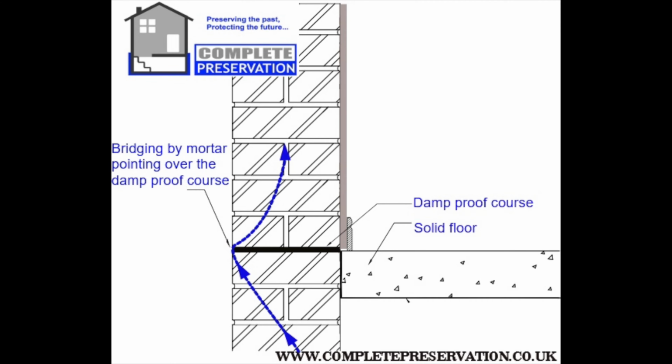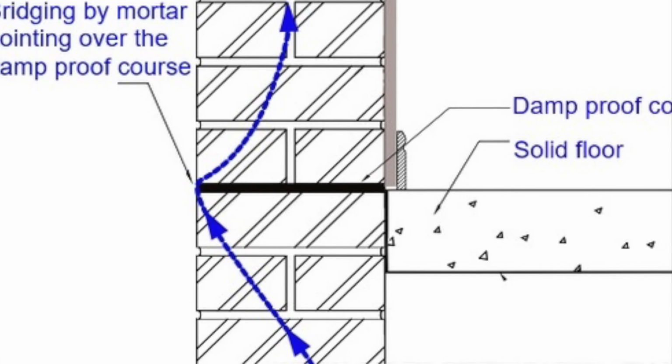So in this one here you can see it's a solid wall property, and you can just see the moisture in the blue again is rising and just wicking up over the pointing on the external wall. Probably don't see this one as often as the other ones, but nonetheless it still occurs.